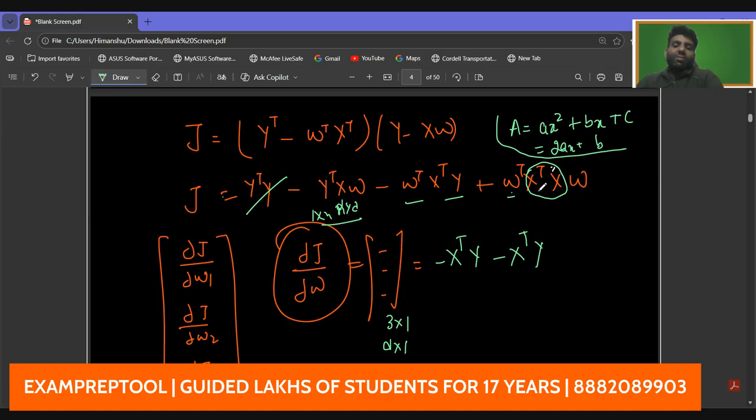Treated like a simple matrix over here. So what you will be getting is plus 2 times x transpose x w only. Now this is your expression. Similar thing, whenever you're optimizing, you want to take a derivative and put it to 0. So you'll put it to 0.